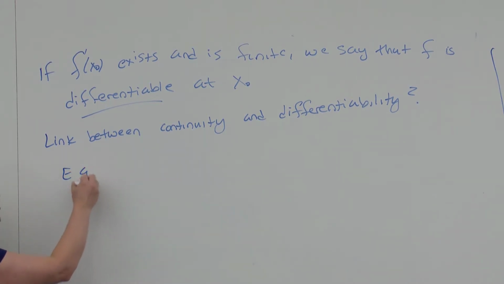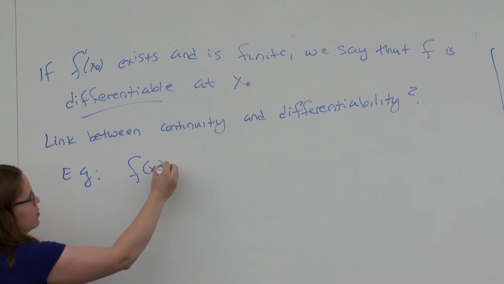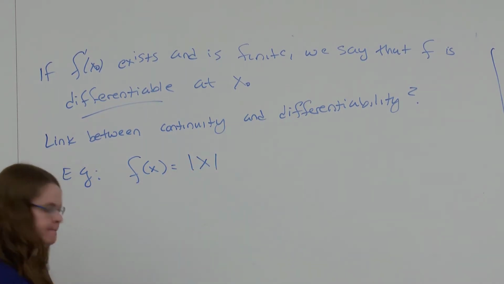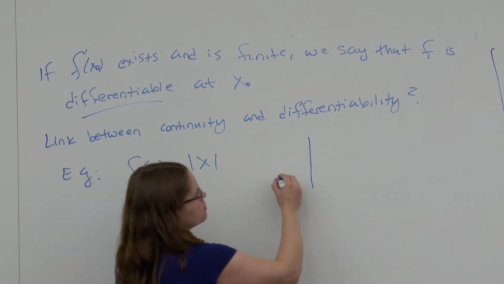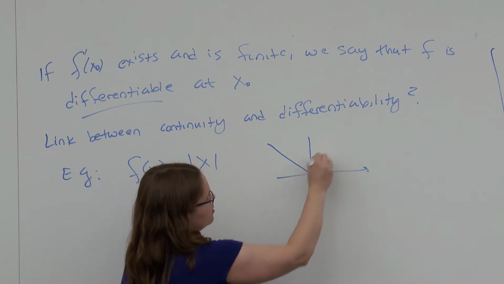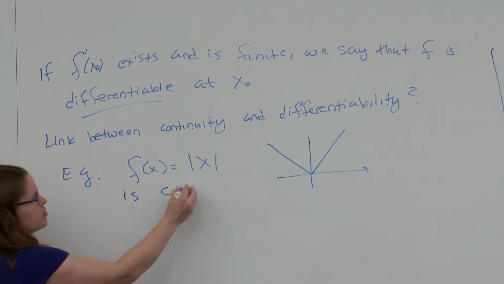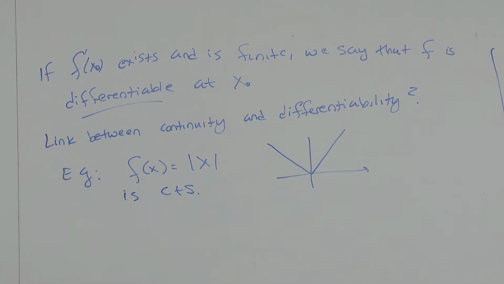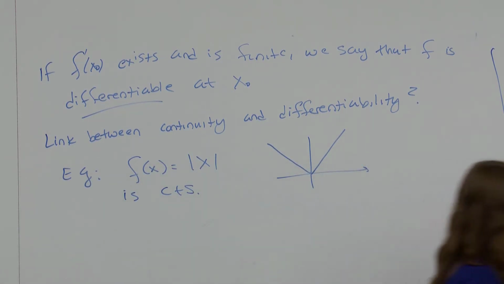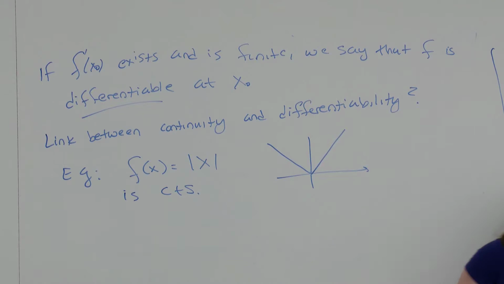Right, so for example, I could take my absolute value function. Right, so this is continuous. It's either plus x or minus x. But there's no derivative, right? And we can check that there's no derivative. So this is certainly continuous. If we wanted to check if it's differentiable, we'd have to try to see, does this limit exist?